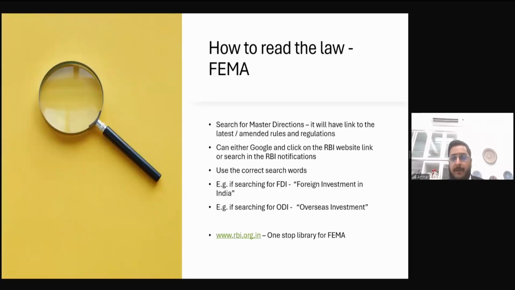So now, how to read the law? We just take 10 minutes and we'll go to the RBI portal and search for the latest directions, latest rules and regulations. We'll just see how we go about that.